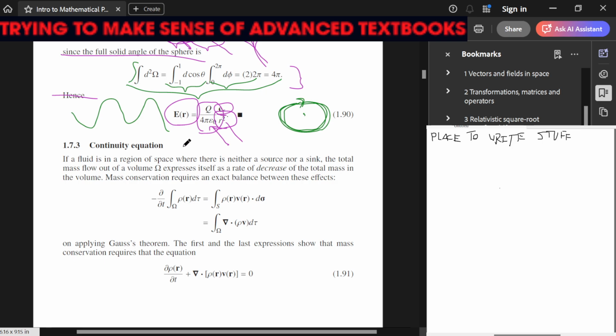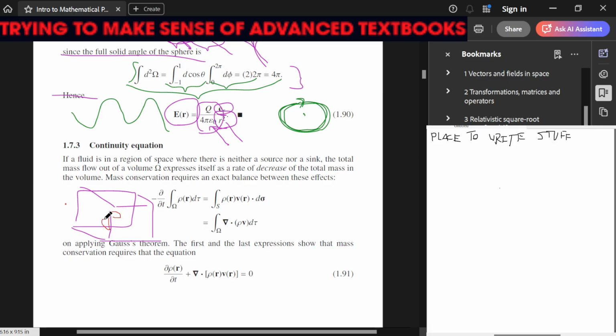If a fluid is in a region of space where there is neither a source nor a sink, the total mass flow out of a volume expresses itself as a rate of decrease of the total mass in the volume.